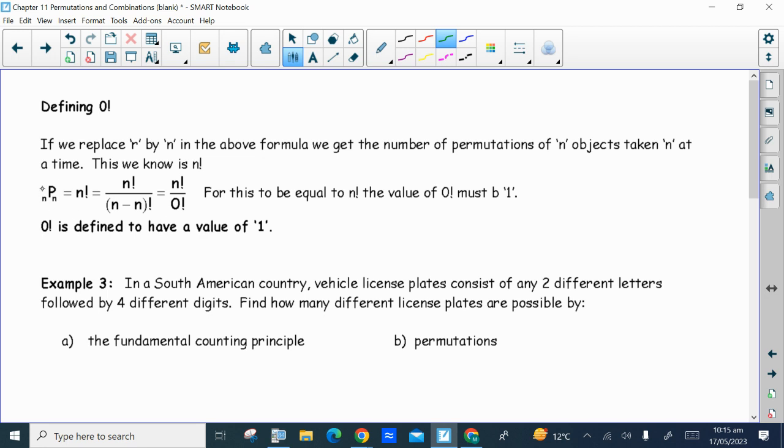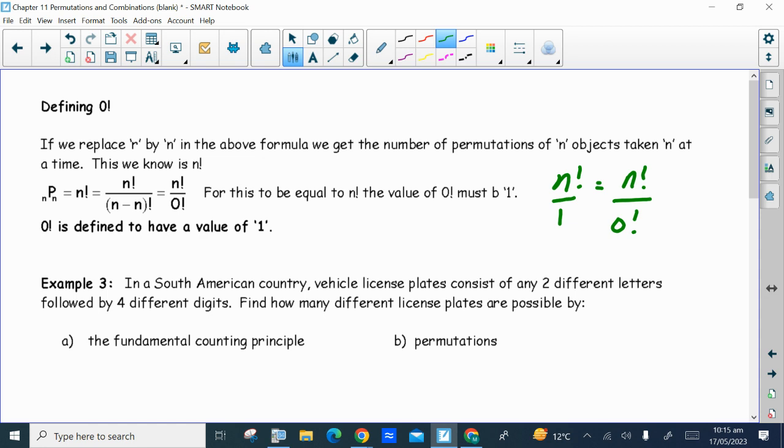We already know that nPn is arranging all the objects, that's n factorial. So n factorial is equal to n factorial over 0 factorial, which means that 0 factorial has to equal 1. We talked about this yesterday, now we see why. This is the reason that 0 factorial equals 1.